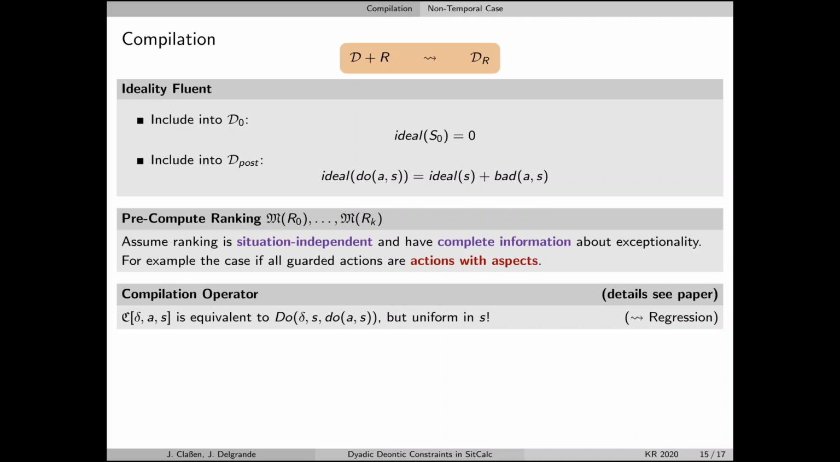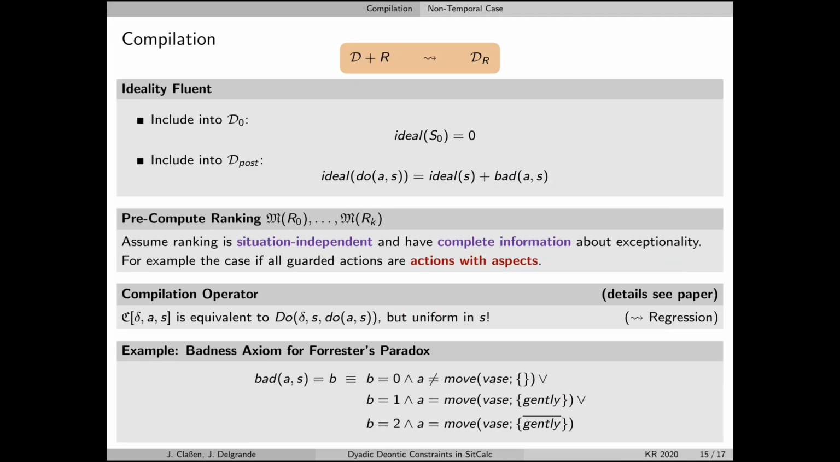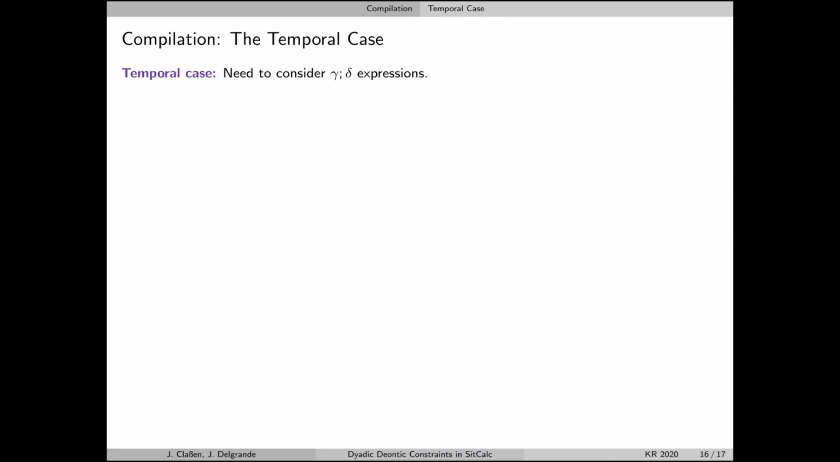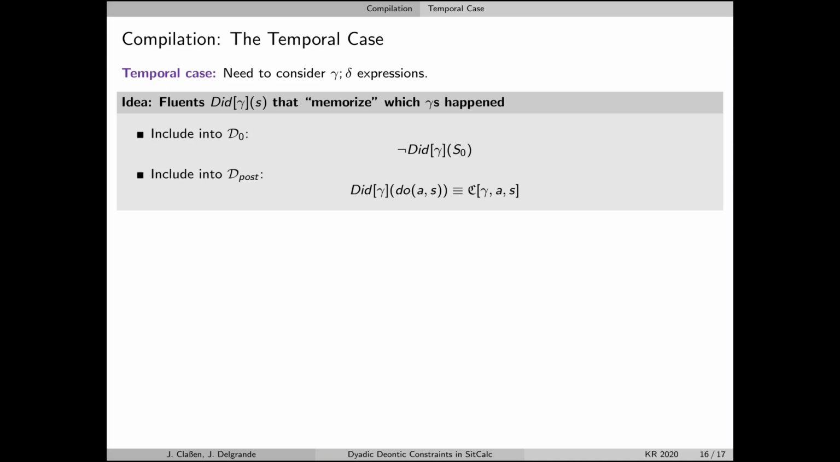Please refer to the paper for details, but if you're familiar with the regression operator for situation calculus, this works very similarly. This may sound more complicated than it is, but for example, in the Forrester example, this would be the definition of the badness value, which is more or less just the ranking that we just saw before, slightly rewritten as an axiom. In the temporal case, we have to consider sequences of two actions, gamma and delta. To again get axioms of the right form, we use the idea to introduce finitely many additional fluents in order to memorize whether a corresponding gamma has just been executed.